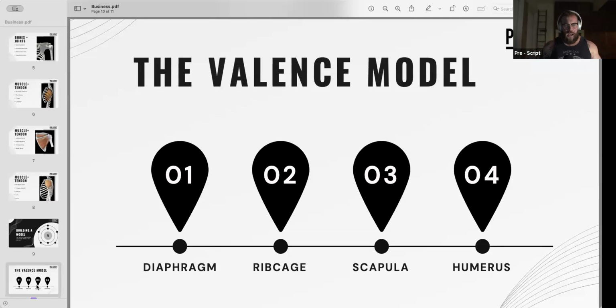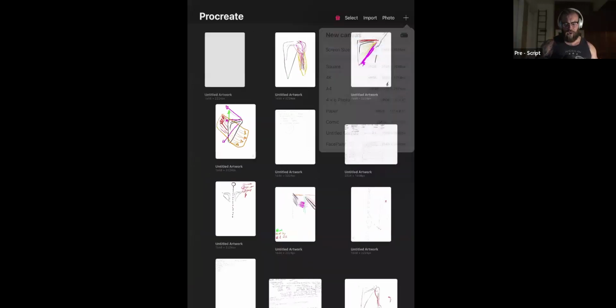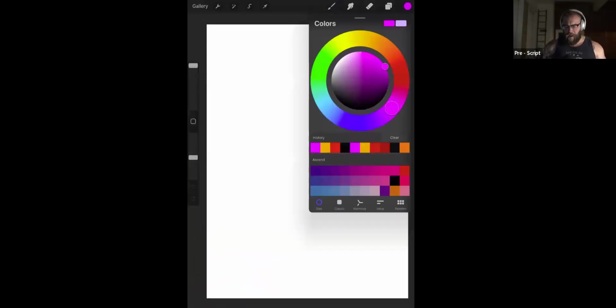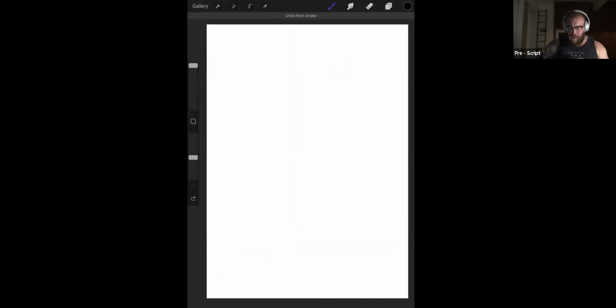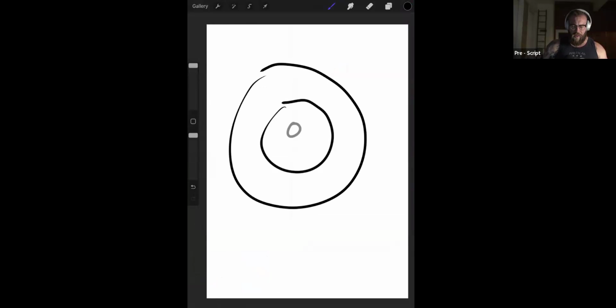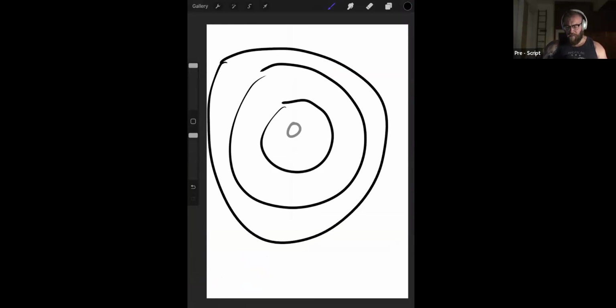And a lot of times the fix comes as we build out our own valence model. So if we think about how we're actually going to apply this principle, and how we're going to populate this working model of the shoulder so that we can use it as a tool for training ourselves and our clients, right? When we look at the nucleus, that's going to be the diaphragm, and then we look at this first valence, and then second valence, and then third valence, we're going to identify them. So that's the diaphragm.